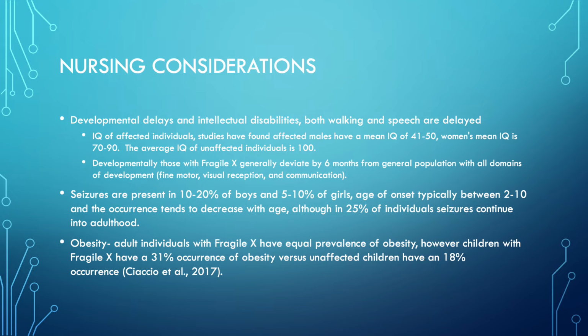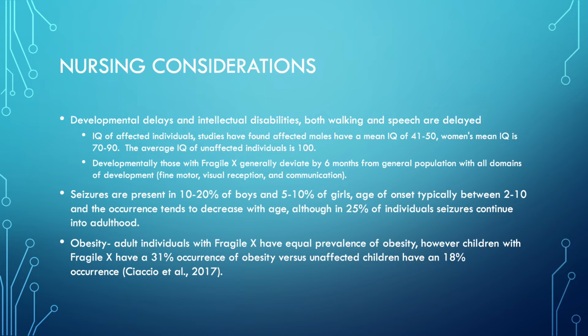Some of the nursing considerations when caring for those with Fragile X syndrome, or when considering if somebody may have Fragile X syndrome, are developmental delays and intellectual disabilities. Both walking and speech are delayed. Studies have found affected males have a mean IQ of 41 to 50. Women, mean IQ is 70 to 90, whereas the average IQ of an unaffected individual is 100.